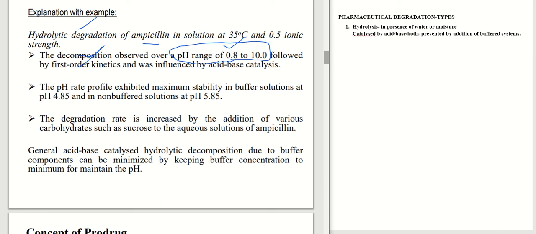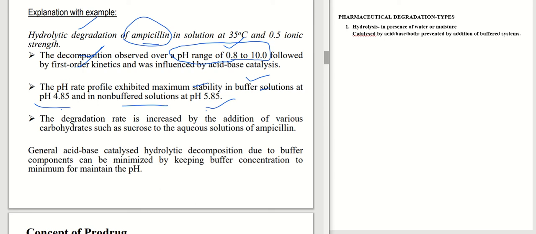But when the pH is maintained at 4.85 in buffered solution, then the stability of this ampicillin is maintained. Maximum stability is seen at pH 4.85 in buffer solution, and at the same time even at pH 5.85 in non-buffered solution, it has shown maximum stability. Means here the pH plays a major role.